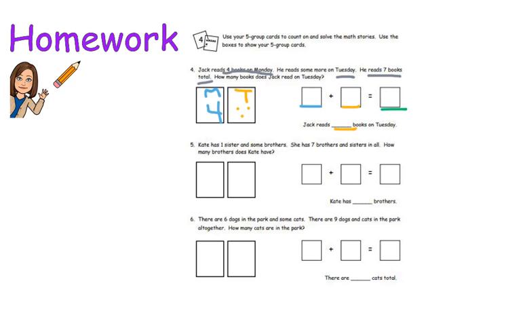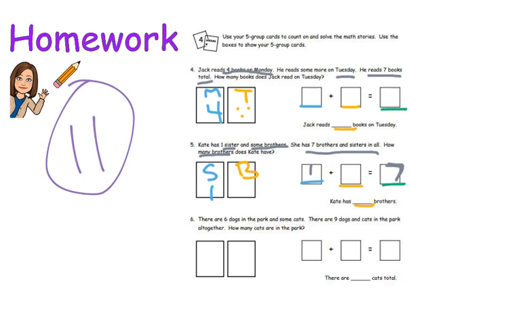Okay, number 5. Let's see. It says, Kate has 1 sister and some brothers. She has 7 brothers and sisters in all. How many brothers does Kate have? So let's see. She has a sister, 1 sister, it said, and then some brothers. And in total, she has 7 siblings altogether. So the sister plus brothers has to equal 7. So now you can pause your video and solve number 5.